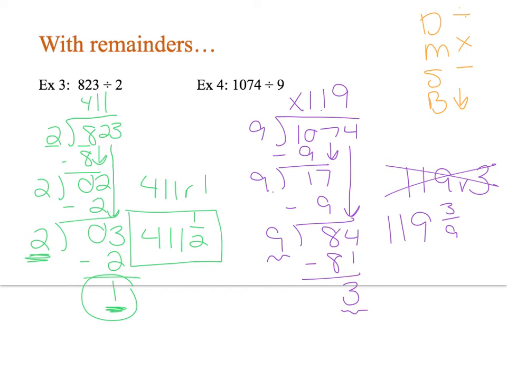Now, if you are ready to simplify that, 3 does go into both the numerator and denominator. So 3 divided by 3 equals 1, and 9 divided by 3 equals 3. So the simplified answer would be 119 and 1/3. I would also accept the unsimplified mixed number of 119 and 3/9.